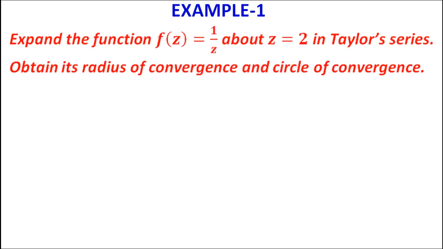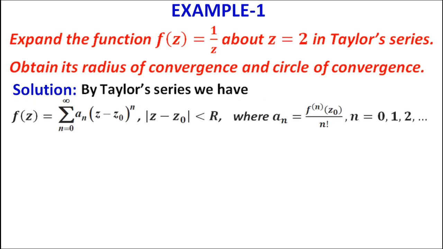Expand the function f of z is equal to 1 by z about z is equal to 2 in Taylor series. Obtain its radius of convergence and circle of convergence. Let us see the solution, guys. By Taylor series we have, what we have?